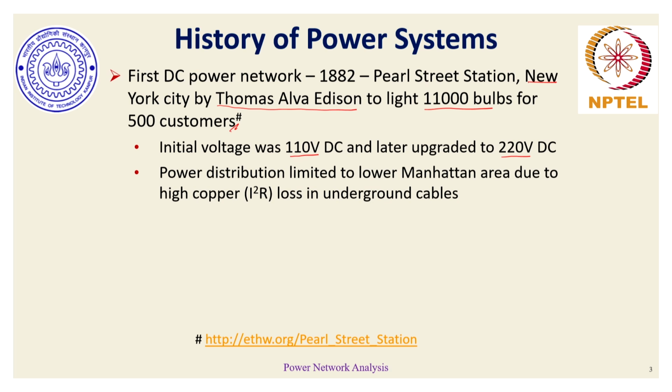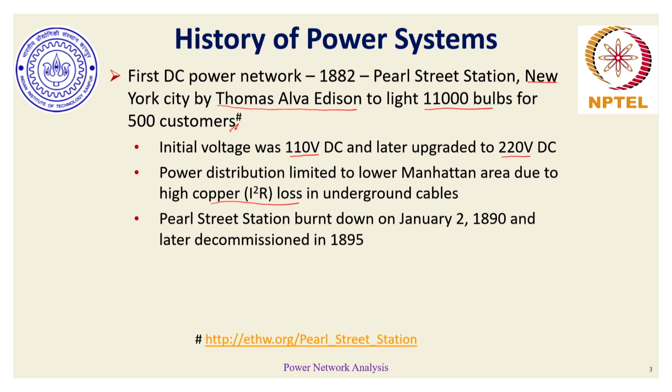Because of the DC behavior of this power network, the power distribution was limited to a very small area because of the high I square R losses or copper losses that were being endured in the underground cables that were set up for passing on the electrical power to these 11,000 bulbs. And unfortunately, around 1895, the Pearl Street station where all these DC generators were set up got caught fire and was later decommissioned in 1895.